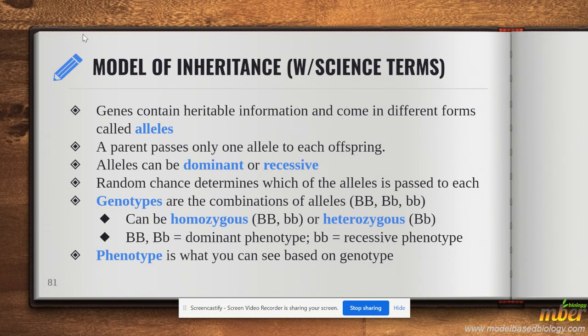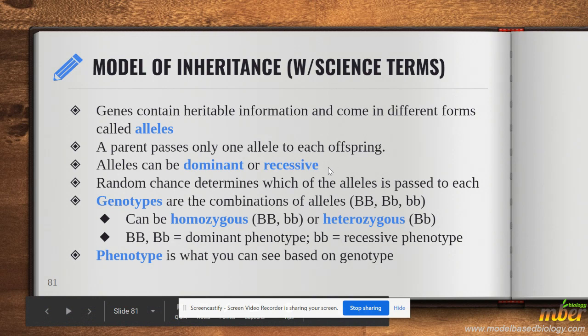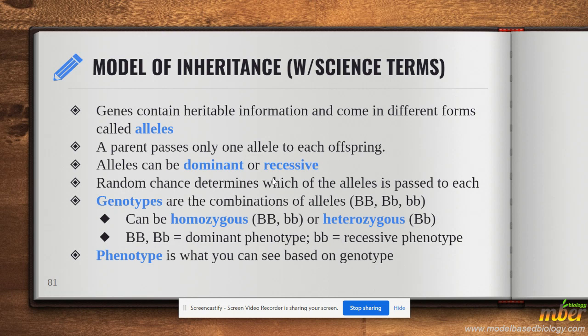Genes contain heritable information and come in different forms. These are called alleles. A parent passes only one allele to each offspring, and alleles can be dominant or recessive. The dominant one is going to be the one that overshadows the other. Random chance determines which of the alleles is passed on.